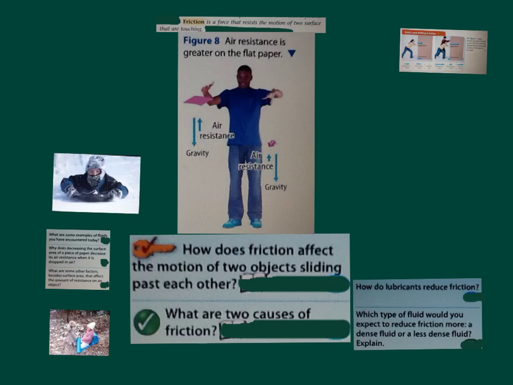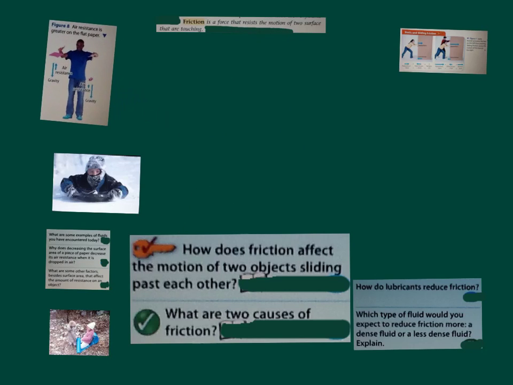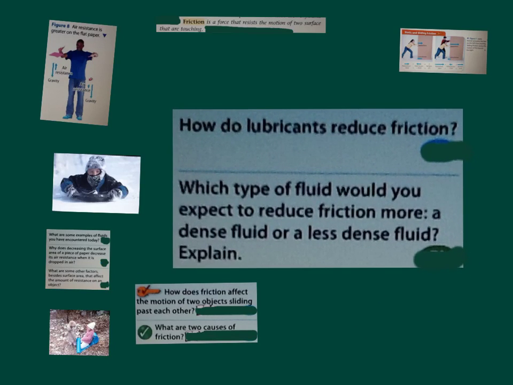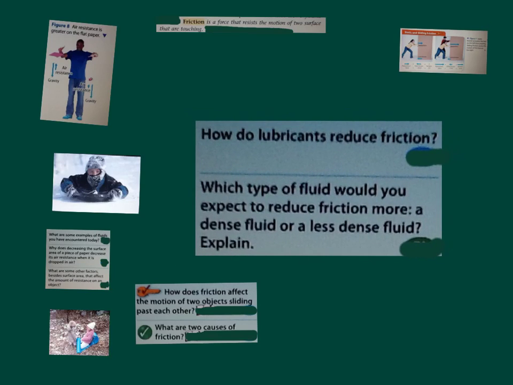Okay, so the next thing I want to do, I'm going to make these smaller and make this larger, because last two questions I want to ask you, have you write them in your science journal and answer. The question is, how do lubricants reduce friction? And the other question is this one here. Which type of fluid would you expect to reduce friction more, a dense fluid or a less dense fluid? And I want you to explain, please. Make sure you're doing the explaining. You should be able to answer both of those questions using the information from this lesson.